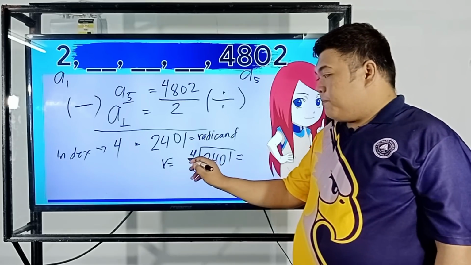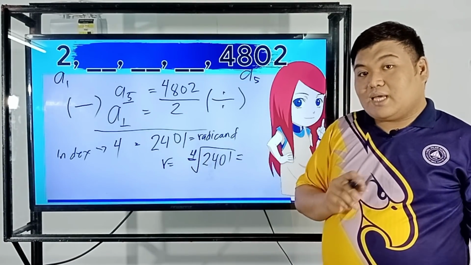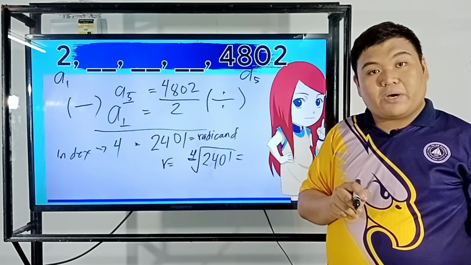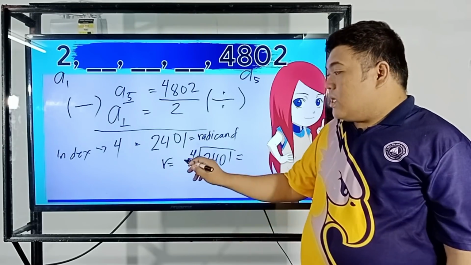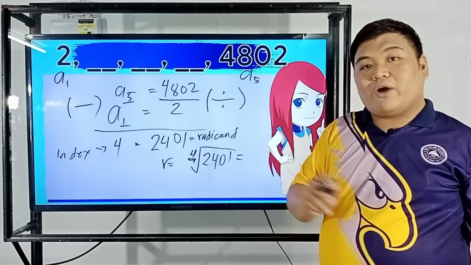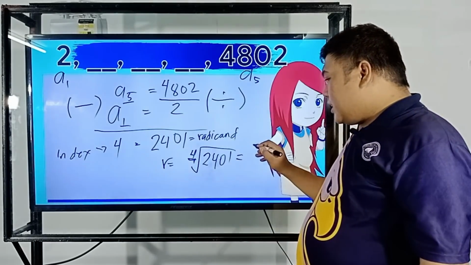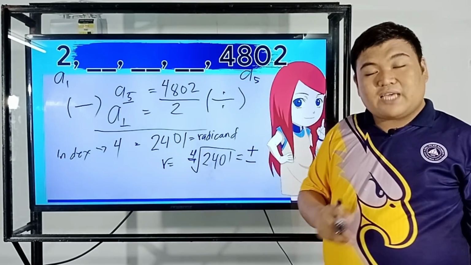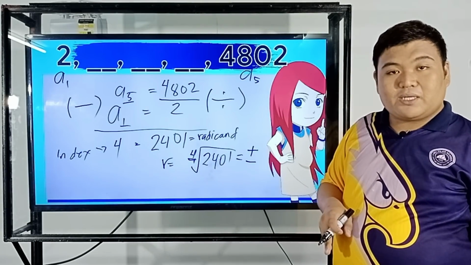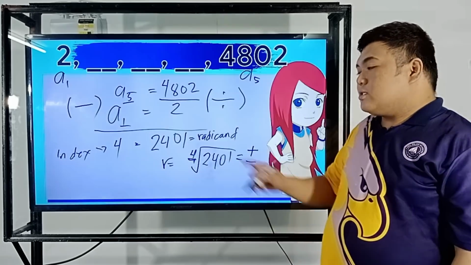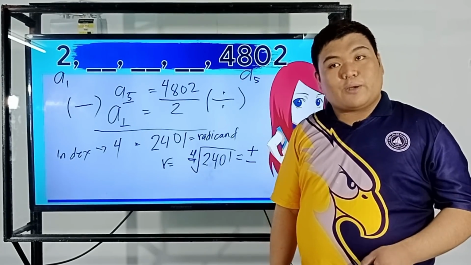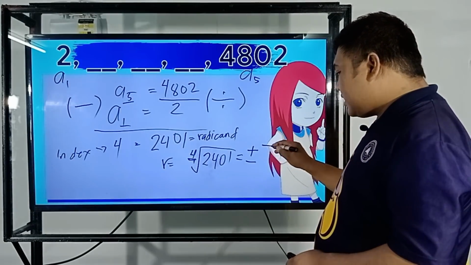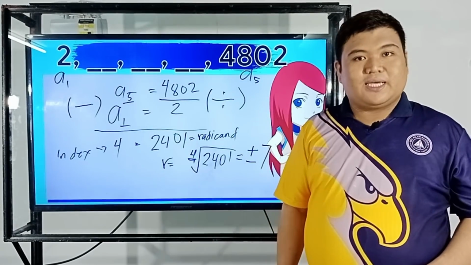Take note ha. Ano ang index? The index is 4. And 4 is an even number. So that is your clue. Since the index is 4 and 4 is an even number, so automatically your answer will have the positive and negative sign. Kasi either positive or negative nung number na yon ay correct answer. So what is the fourth root of 2,401? Okay, that is positive and negative 7.